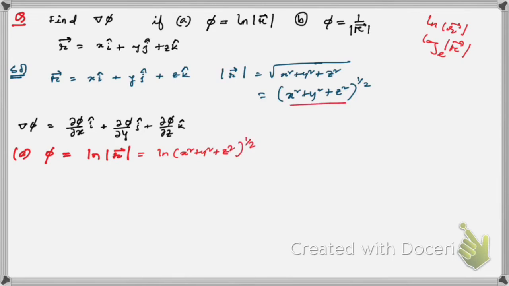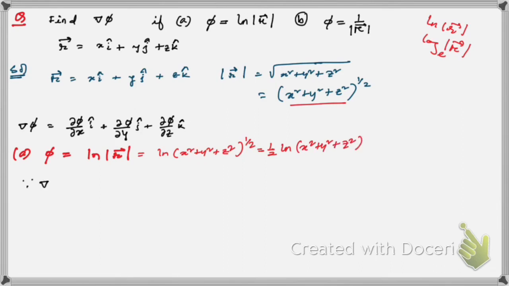So using the properties of log, you know that log mⁿ can be written as n log m, right? So let us use that property here. If you use that property, what you are going to have is half ln(x² + y² + z²), that's what we're going to have, right?